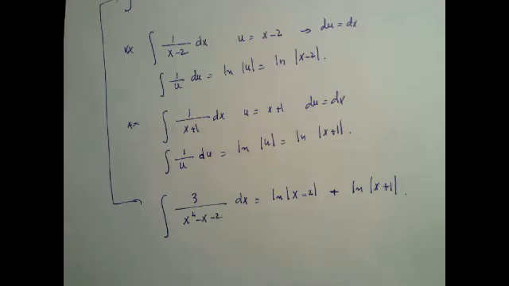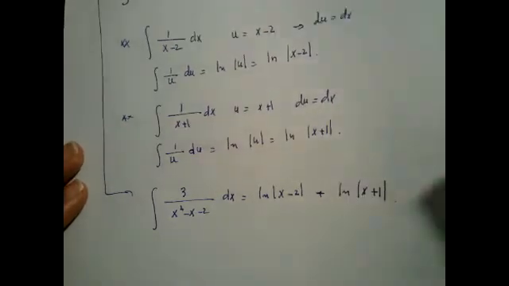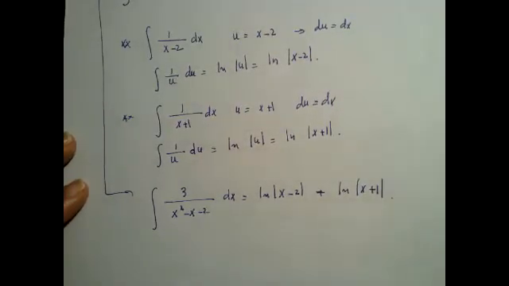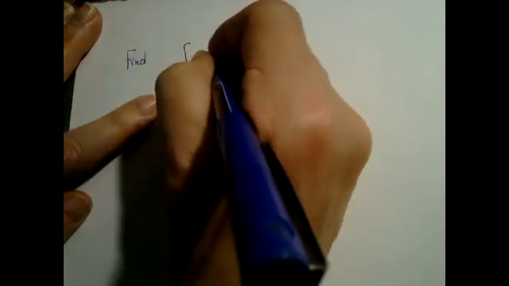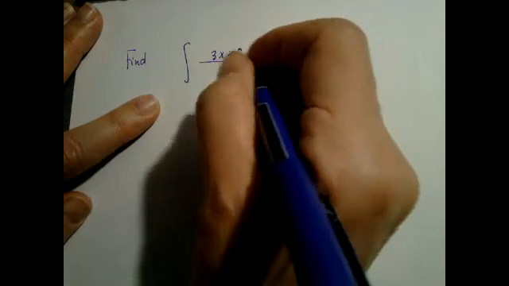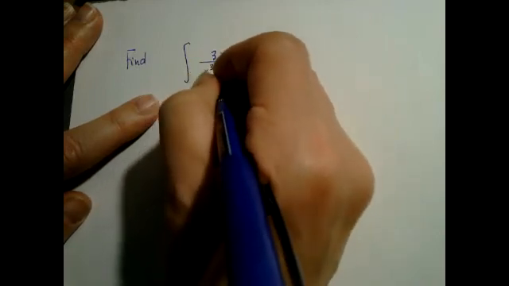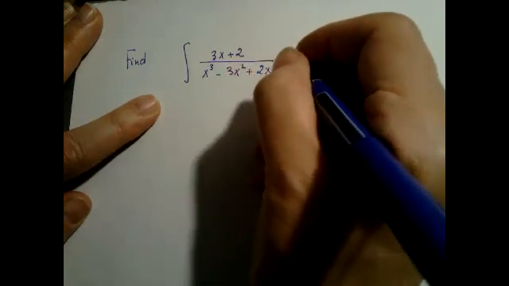Okay, so we're going to do another one along the same line. And then if we have time, we'll move to another scenario. Question before I go on. Problem number 2. This follows the same ideas I'm going to follow. So my example is find this integral of 3x plus 2 over x cubed minus 3x squared plus 2x dx.